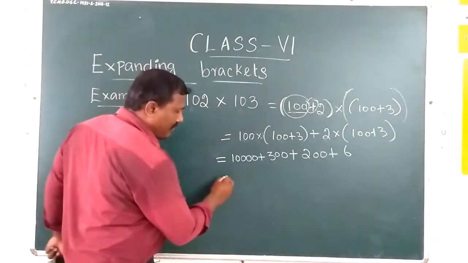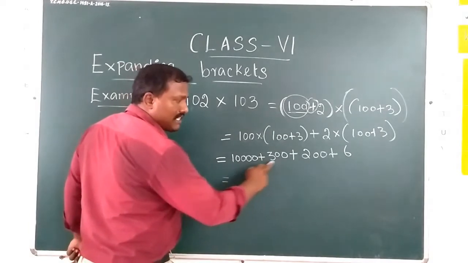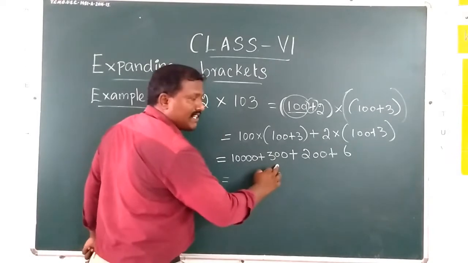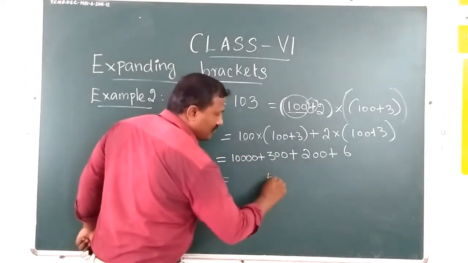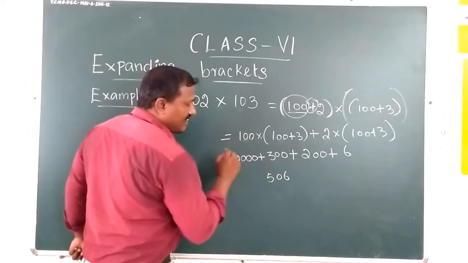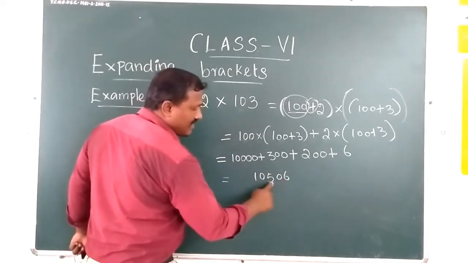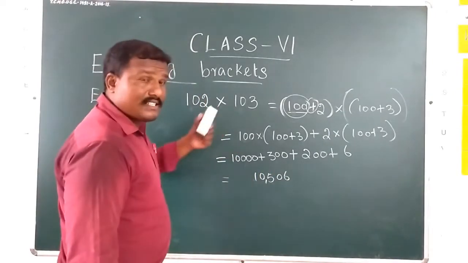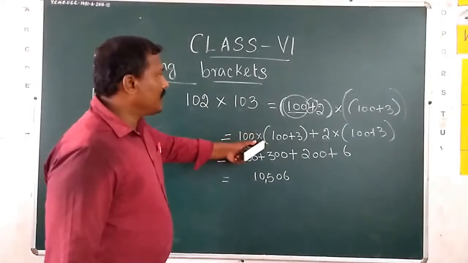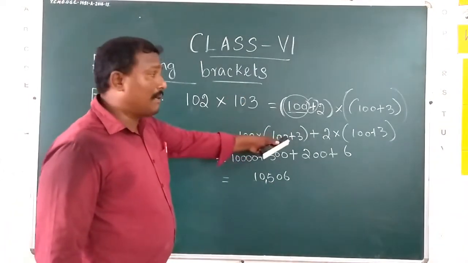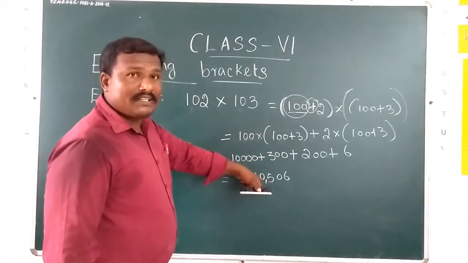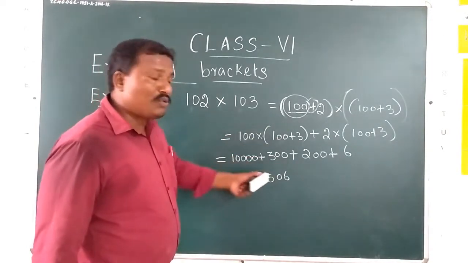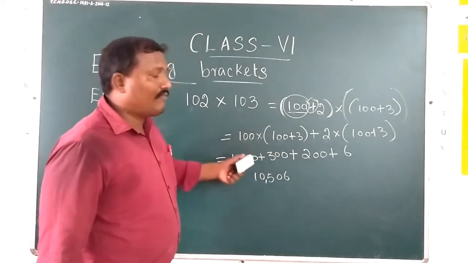Now again I am going to simplify this. 10,000 plus 300 plus 200 plus 6. So 200, 300, 500, plus 6, 506. Here 10,000, so 10,506 is the answer. So using brackets, first we have to expand the number, then easily we can find a solution without any calculation. I didn't do multiplication, so I can find a solution.